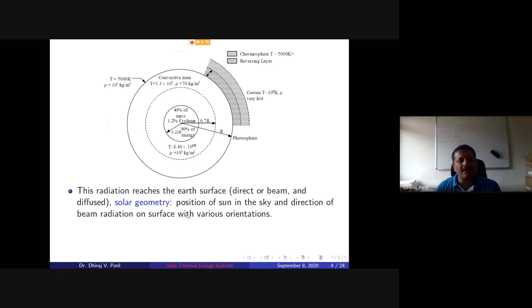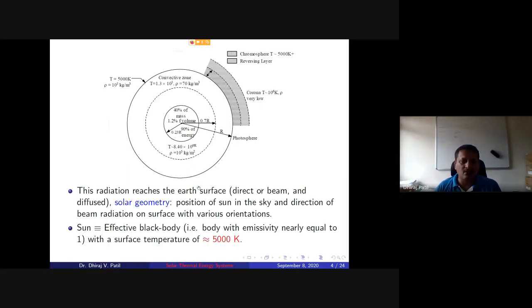So solar geometry is very important with respect to the Earth. That is the position of the sun in the sky and the direction of this beam radiation on the surface with various orientations. So that we will also look at.